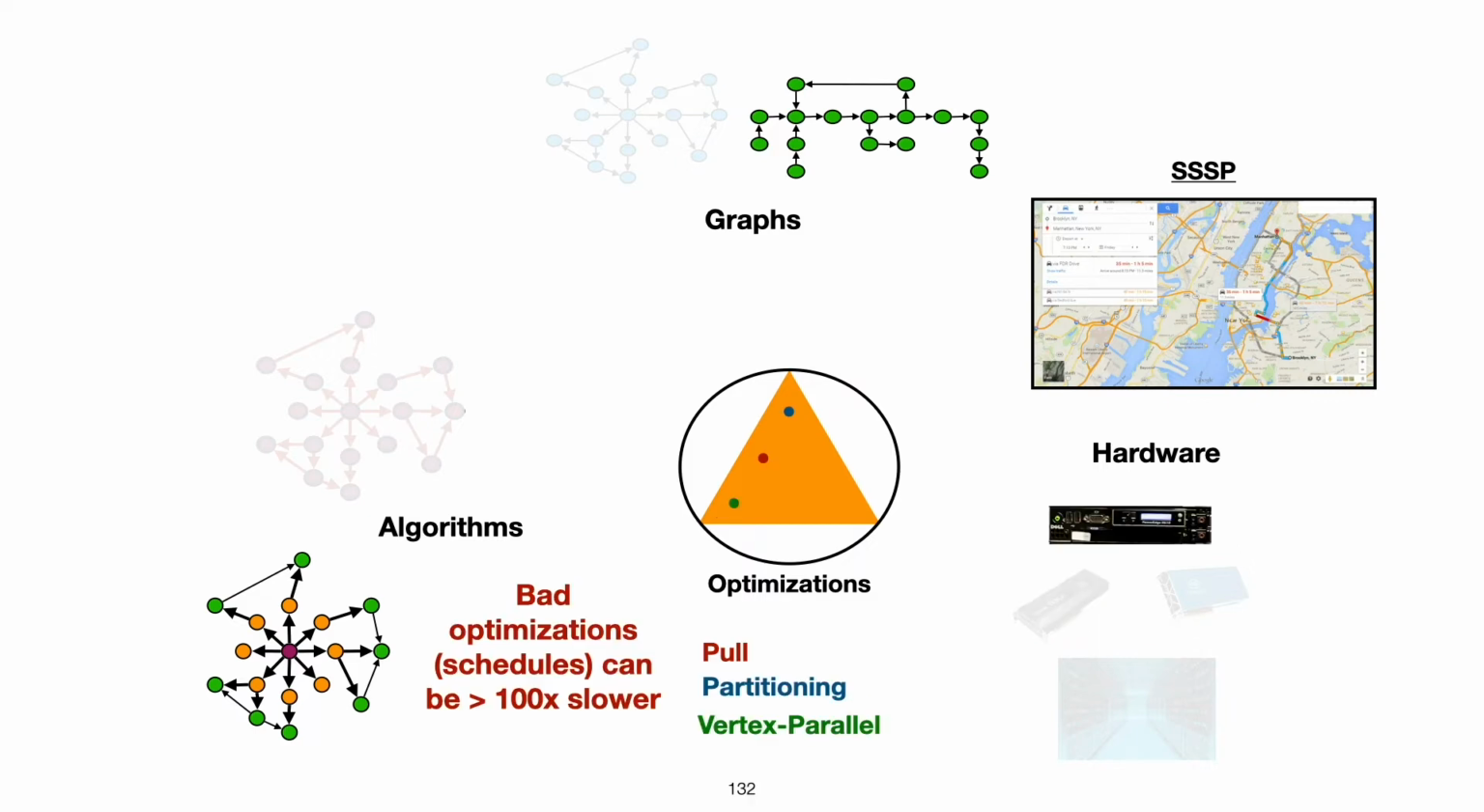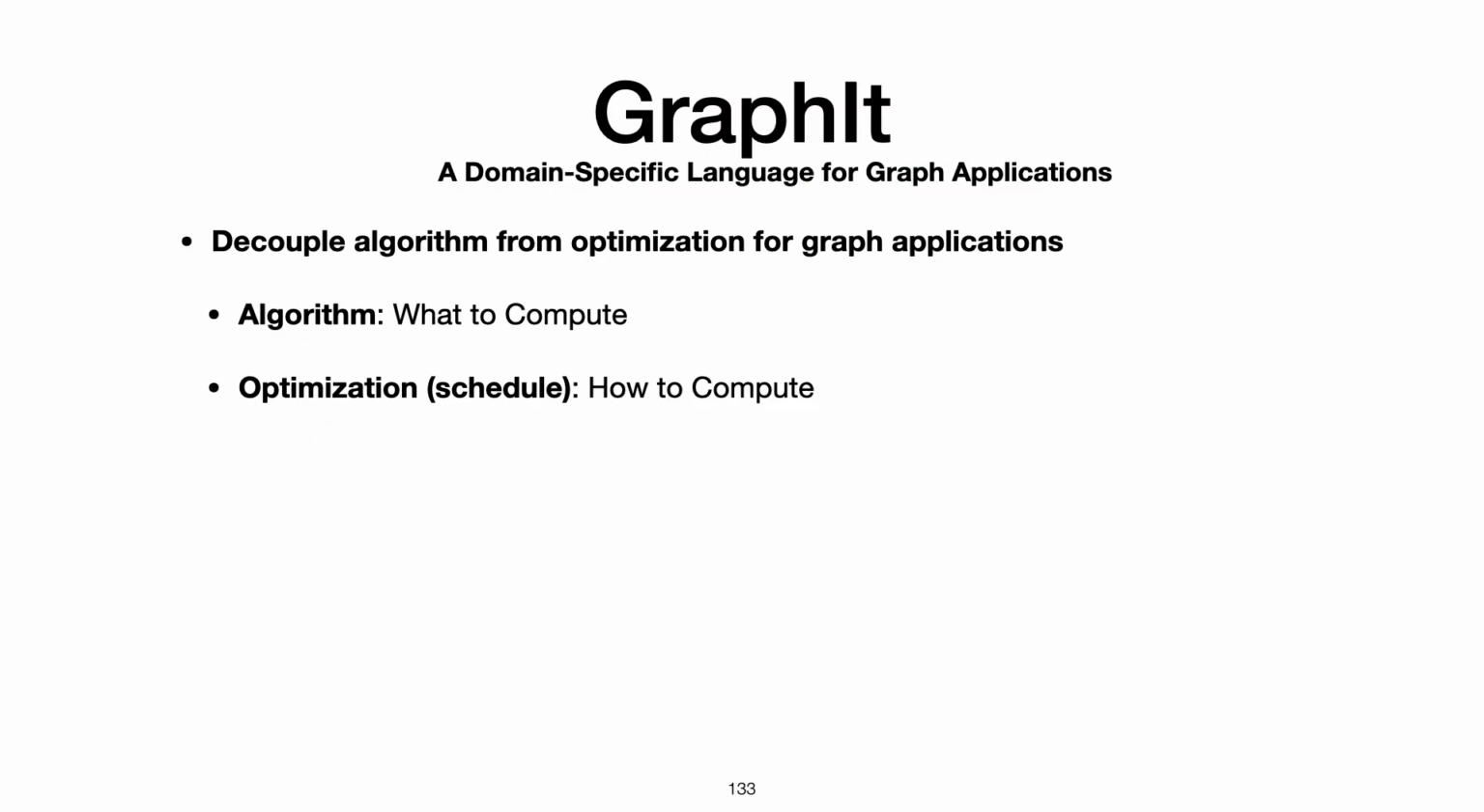So what that means is we need to find the right set of optimizations. Worse, if you don't find the right set of optimizations, sometimes you can be 10 to 100x slower than what you could get. So it is critical to get these optimizations. This is where GraphIt came in. One thing GraphIt did was, as a DSL like Halide, it decoupled the algorithm from optimization. The algorithm says what to compute and optimization says how to compute the thing you want to compute.